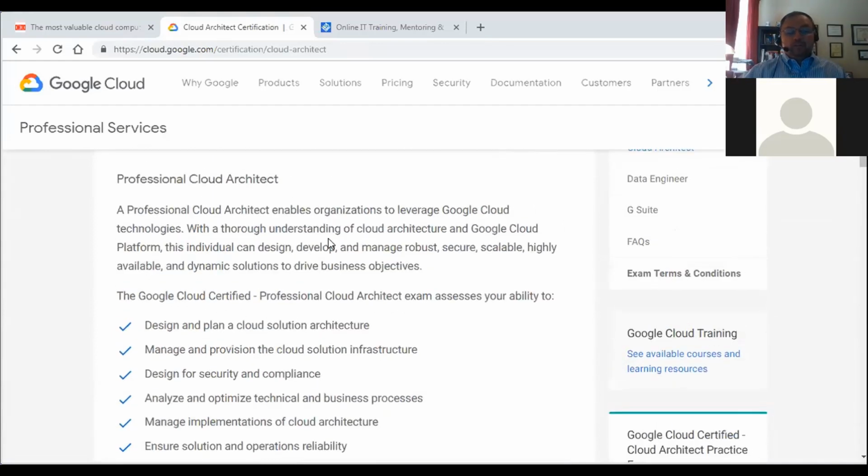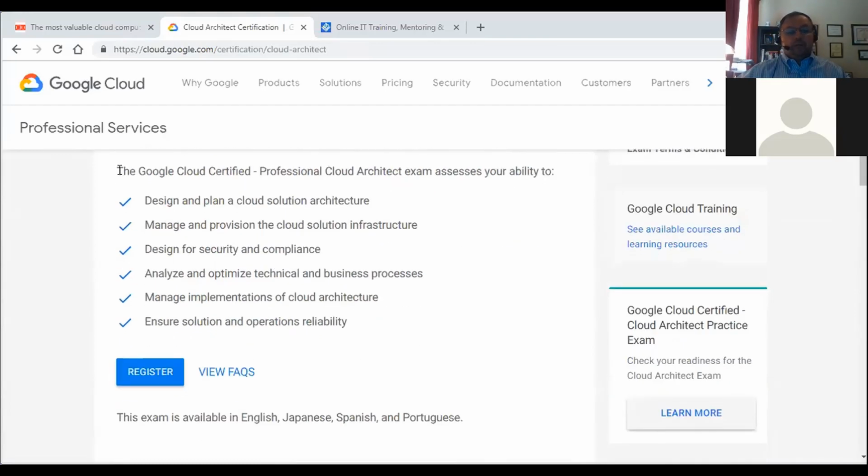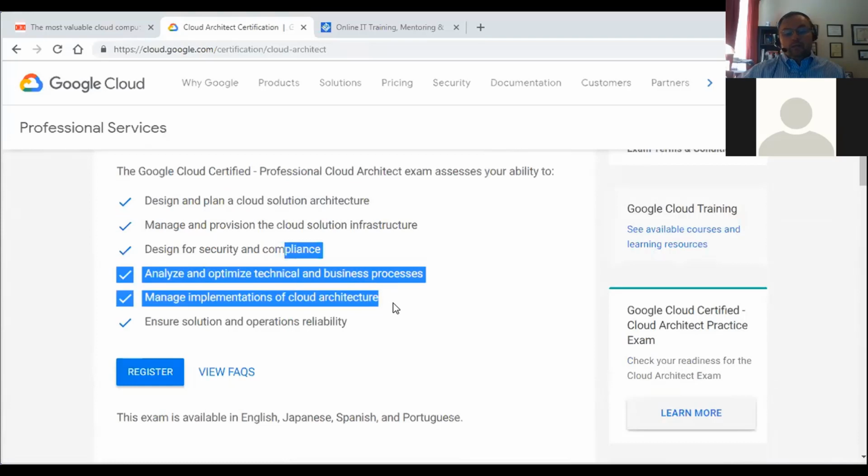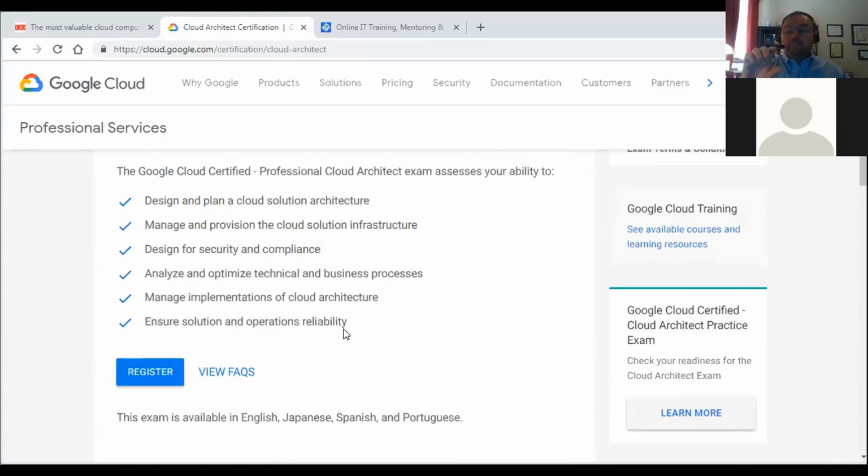So before we get started, this is what a cloud architect is. This is what they're going to test you on. And, again, all of this is going to come down to what service, how is that service available, how is that service secure and compliant, how do you implement the services. That's really what it comes down to.